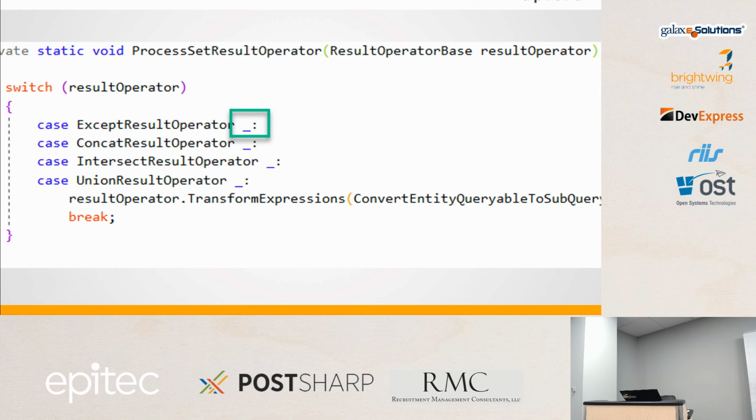No, so if the type of the result operator variable is exception result operator, cat result operator, or these other two, then this will execute. We just don't have a strongly typed variable because in this case they don't need it, so we're just throwing it away. So are you saying like if it matches all of those, it's kind of like a flow through?